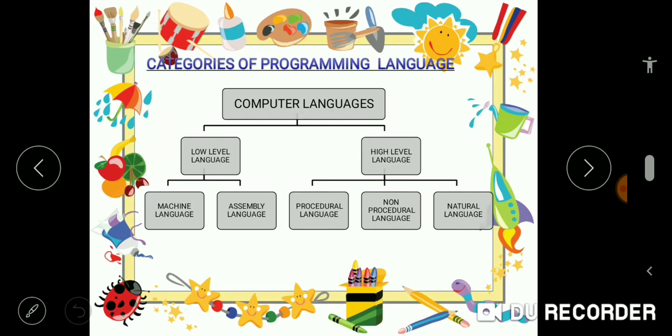Now, children, here I will show you the computer language and its categories with the help of this chart. In this chart, you can see computer language is divided into two categories: low level language and high level language. Low level language is further divided into two types: machine language and assembly language. High level language is further divided into three types: procedural language, non-procedural language and natural language.